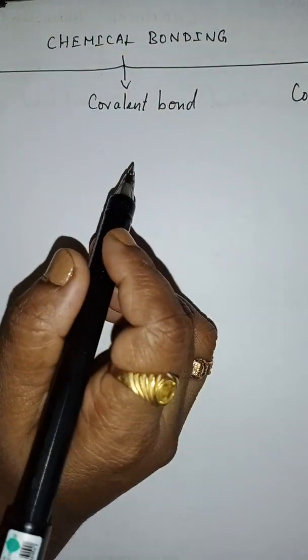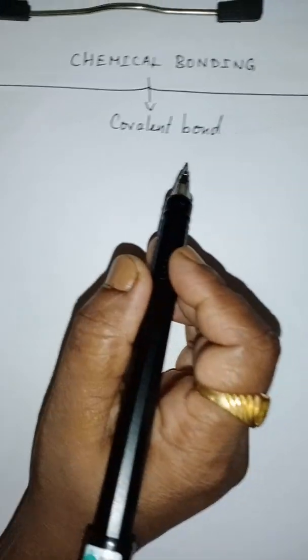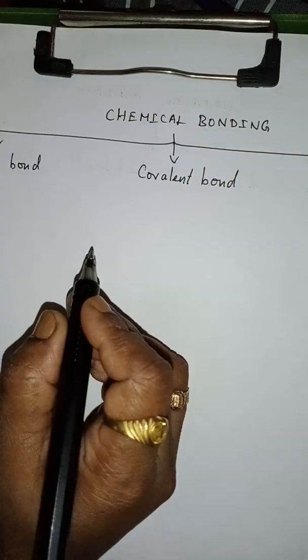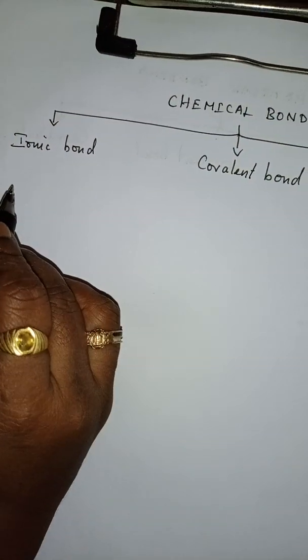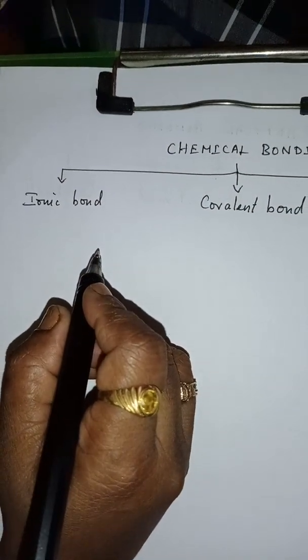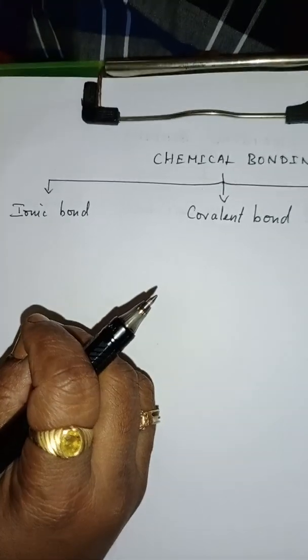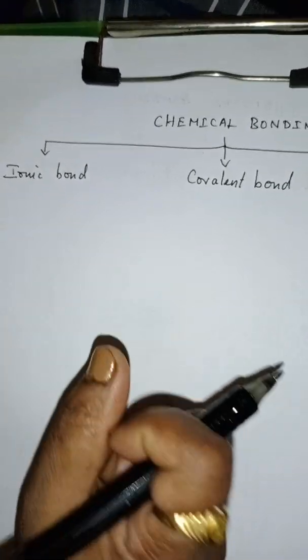Actually, there are three types of bonding: ionic bond, covalent bond, and coordinate bond. In this session we are going to see about ionic bond. An ionic bond is basically when one atom donates an electron and another atom accepts an electron.